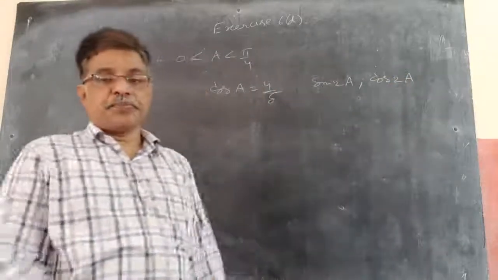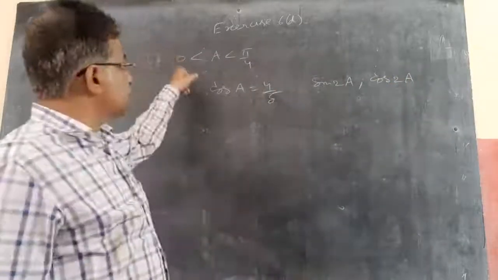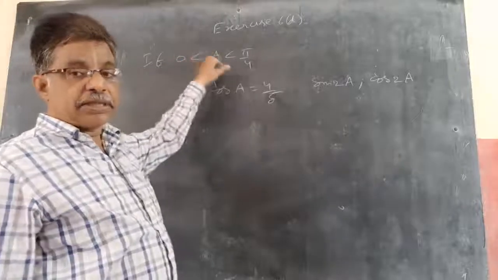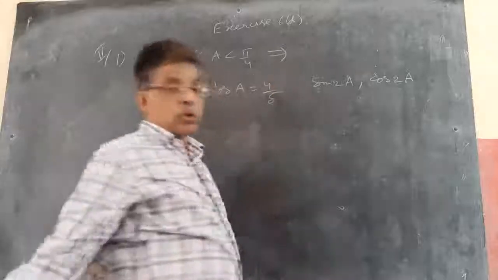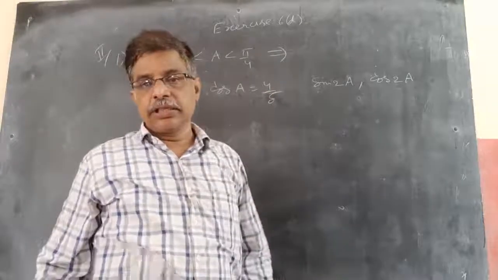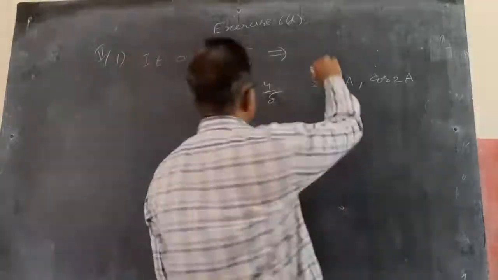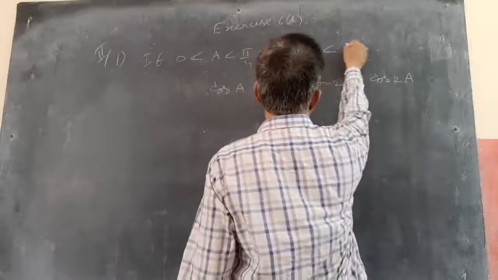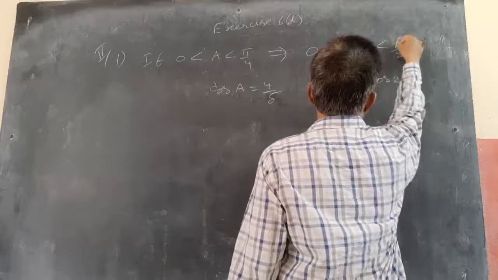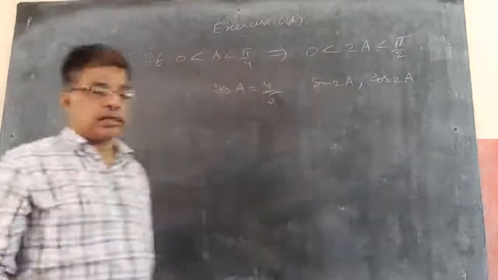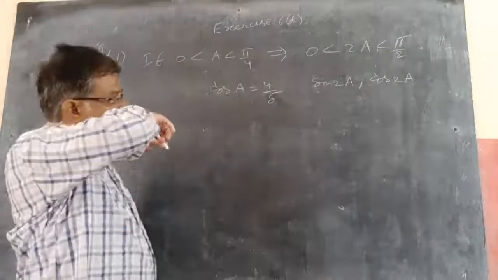Very simple. He is giving that a lies between 0 to pi by 4. If you multiply with 2, it becomes 0 less than 2a less than pi by 2, which means 2a is in the first quadrant. That is what he is saying. Now find sin 2a, cos 2a.